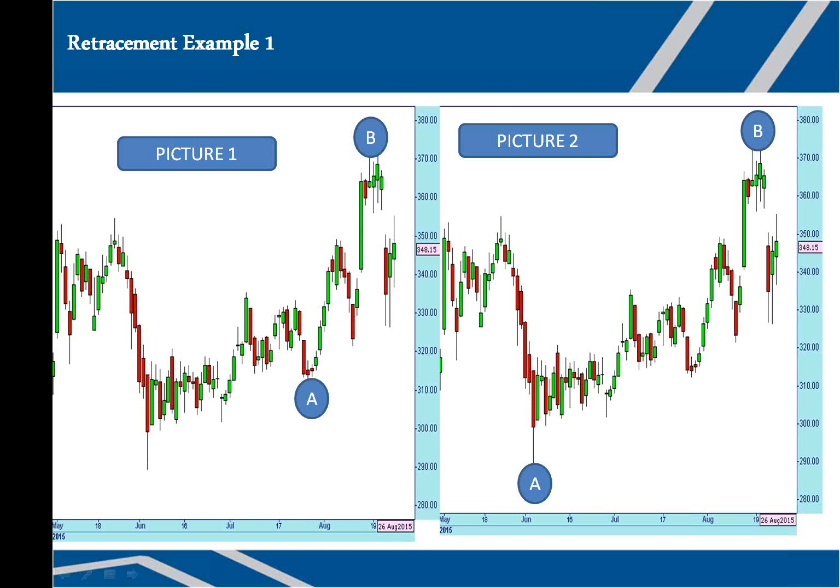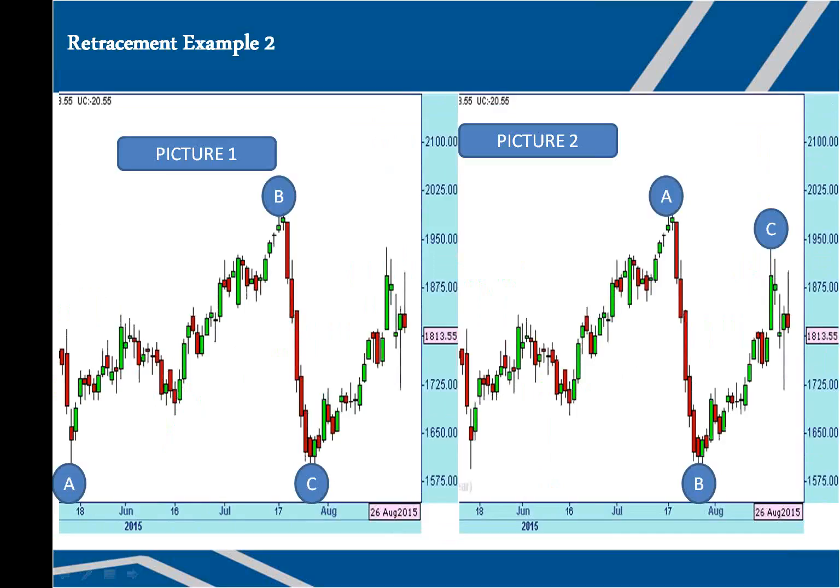Now we again go back to the PPT. This is example 2. How do we read this one? There's no point C, but which is right? It's not an extension, it's only point A and B. It's a retracement. It's not an extension. This is a chart of Lupin. Picture 2 is correct.